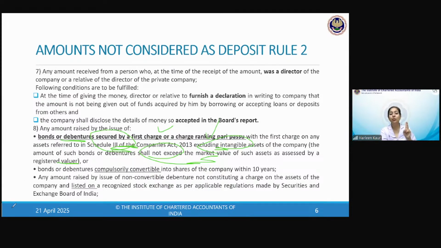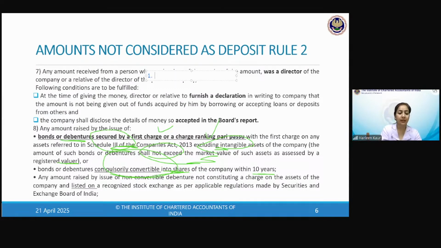Second, when you're issuing bonds and debentures which are compulsorily convertible into shares within 10 years. What is the meaning of compulsorily convertible? CCD, that is compulsorily convertible debentures. ऐसे debentures जिसको 10 साल बाद shares में equity में convert होंगे ही होंगे. So they will not be considered as deposits. So are you clear on the first 2 points? In brief, we are going to write down.